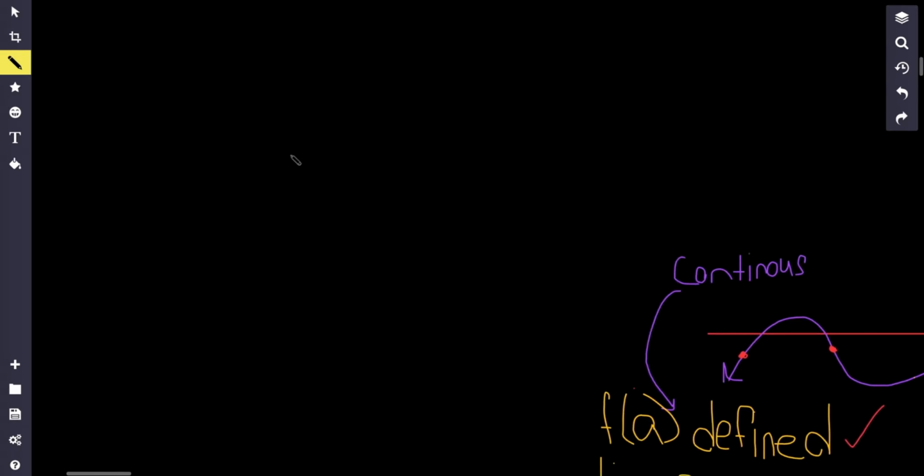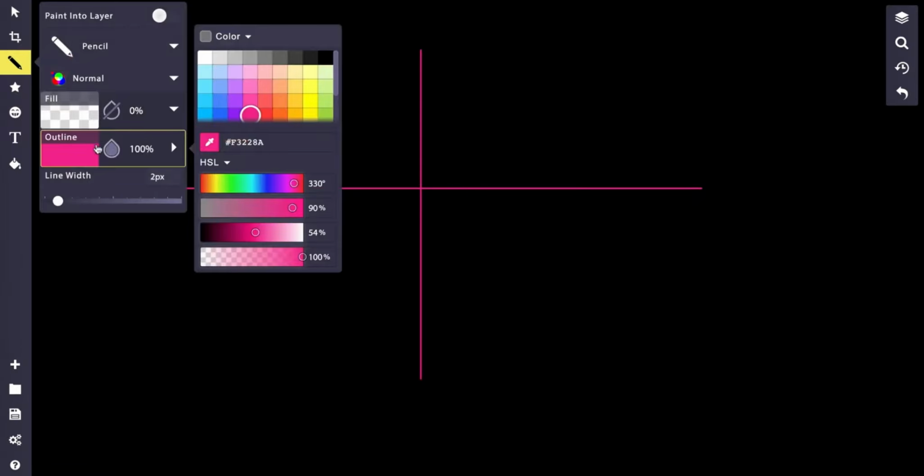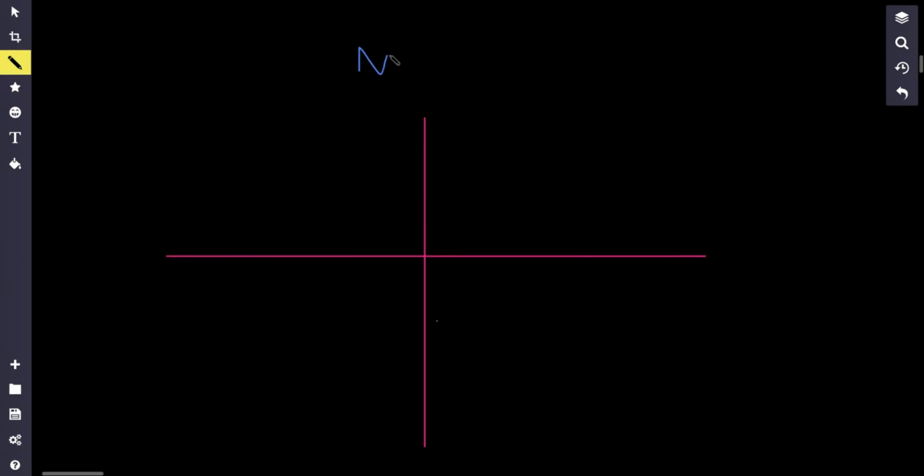Now, in order for a function to not be continuous, there are 4 scenarios. The first scenario, I'm just going to write it up here. These are examples of when functions are not continuous.